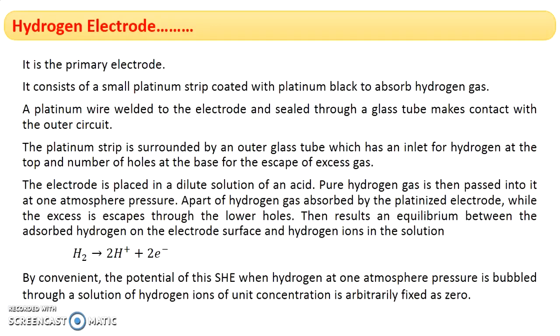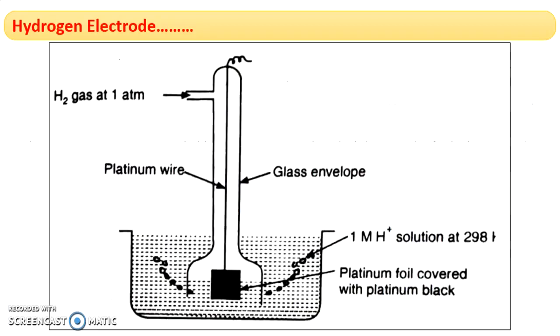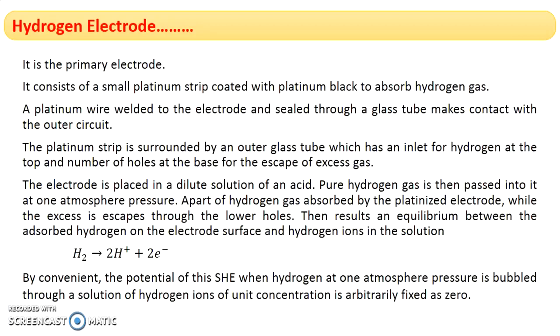The chemical reaction occurring here is hydrogen giving rise to 2H plus plus 2 electrons. While maintaining standard conditions, equilibrium will be established between the hydrogen gas, which is adsorbed on the platinum strip, and the H plus ions present in the electrolytic solution. So this is about the hydrogen electrode and its construction.